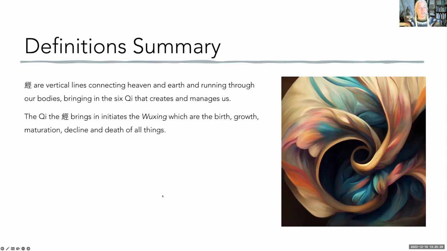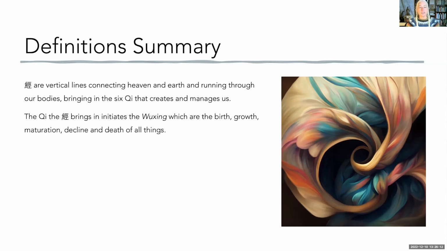So these Jing are vertical lines connecting heaven and earth and running through our bodies, bringing in the 6 chi that creates and manages us. So again, the 6 chi are the sultry heat, the cold, the fire, the wind, the damp, and the dryness. So we have a sense that these chi are what actually create us and continue to manage our bodies. So they aren't pathological substances. They're actually all together, they create this beautiful balance that creates a body.